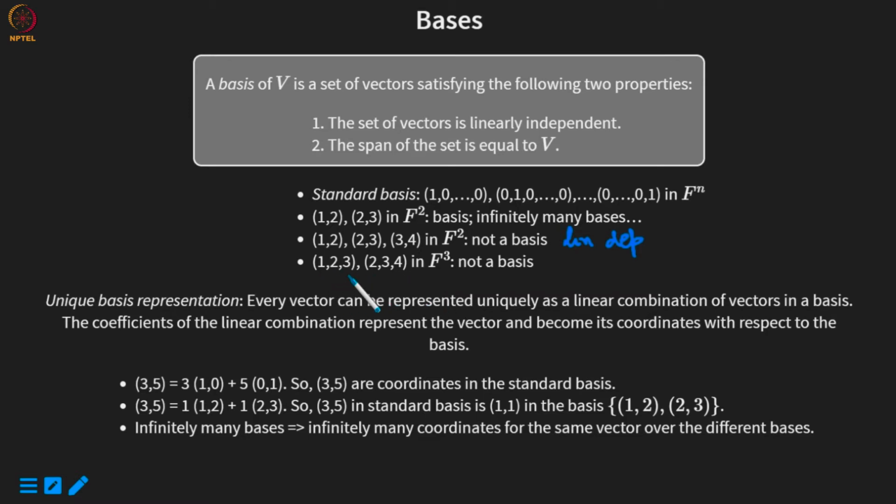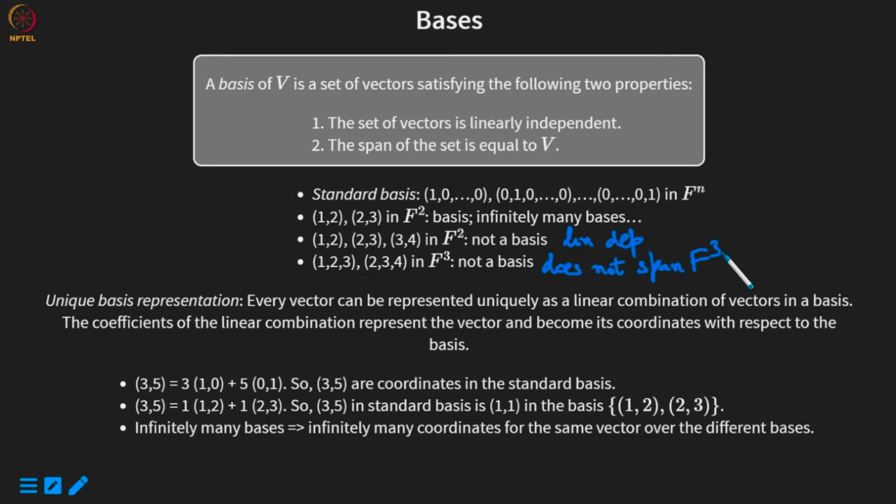What about this one, (1,2,3) and (2,3,4) in F^3? Okay, so it's not a basis. It's linearly independent, but it does not span F^3. Okay, so think about how you can prove it. How do you show that a set of vectors does not span F^3? You have to find a vector which is not a linear combination of (1,2,3) and (2,3,4). Okay, so take that as an exercise. Try to find a vector which is not a linear combination of (1,2,3) and (2,3,4). Okay, so you can do that.